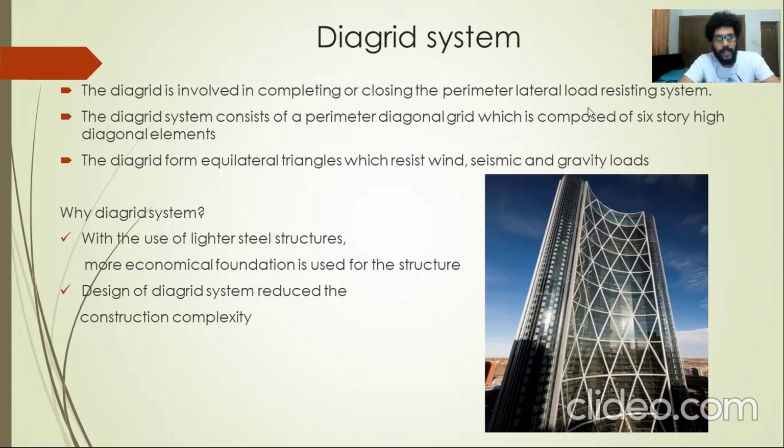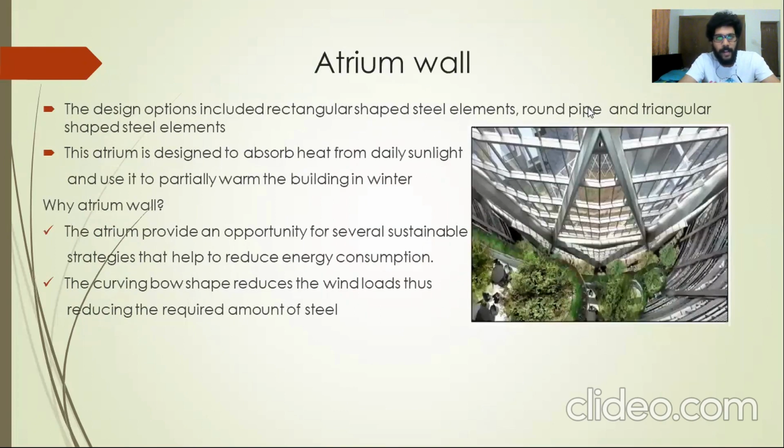With the use of lighter steel structures, or the hollow structural steel sections, the total weight of the superstructure has been kept at a minimum. So a more economical foundation is used for the structure. The next advantage is that, even though the design of the diagrid system was a bit of a challenge in the beginning, it has helped in reducing the construction complexity. Now let's have a look at another structural system, that's the atrium wall system.